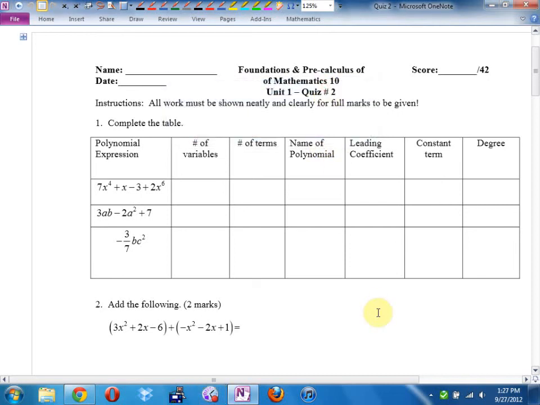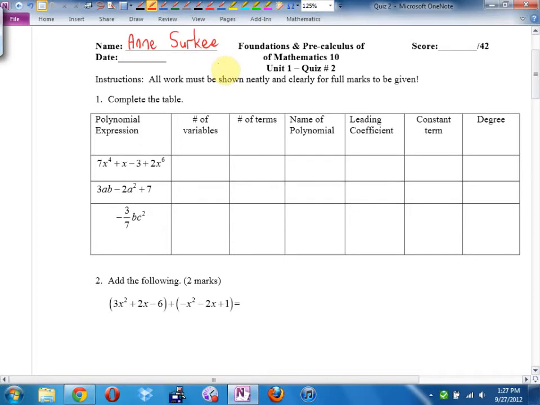Here we go. Mark your own. She gets everything right. Number one, so this is a repeat from the first quiz.